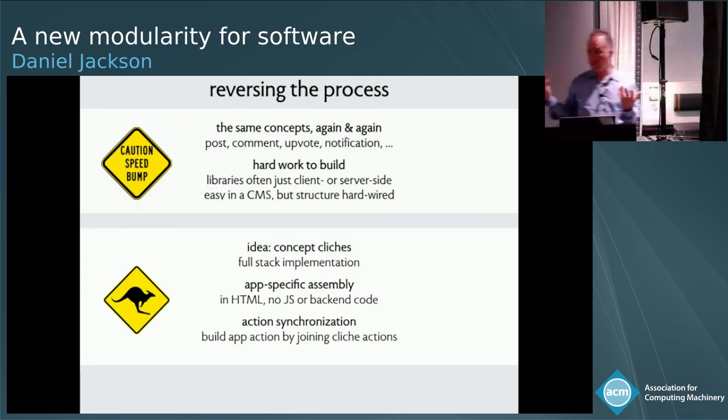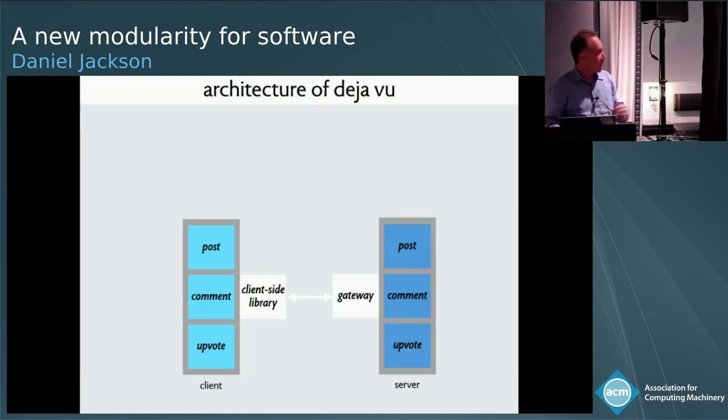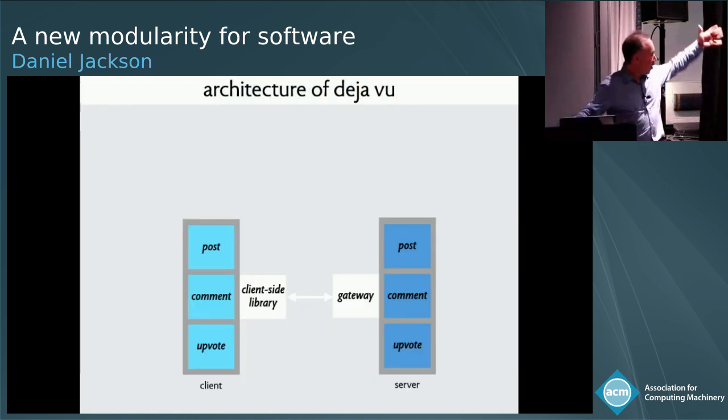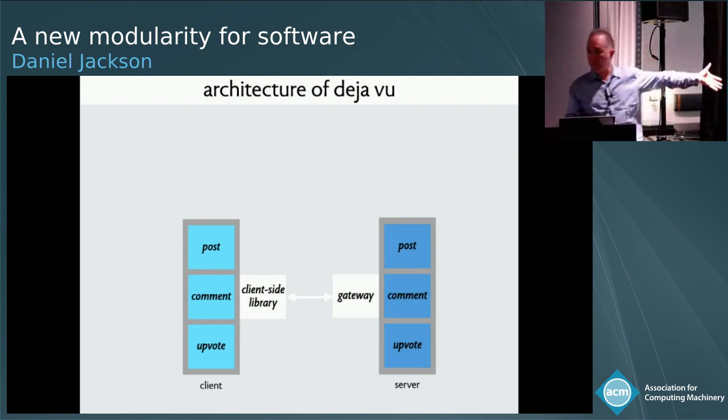And that's what Deja Vu does. It synchronizes these concepts purely by joining the actions, using the reverse of the mechanism that I just showed you. So the architecture is that you have, on the client side, some collection of client-side implementations of the cliches, which as an end-user programmer you don't need to look at.